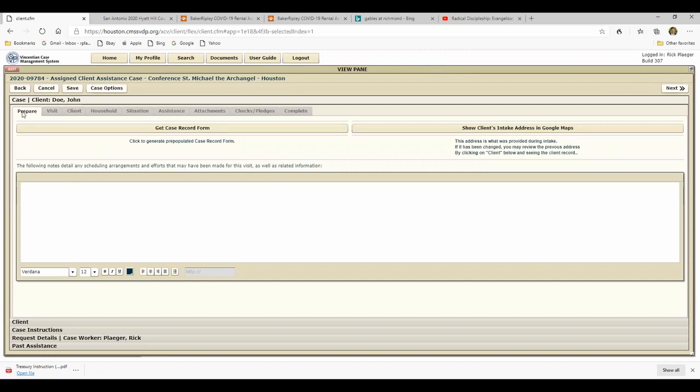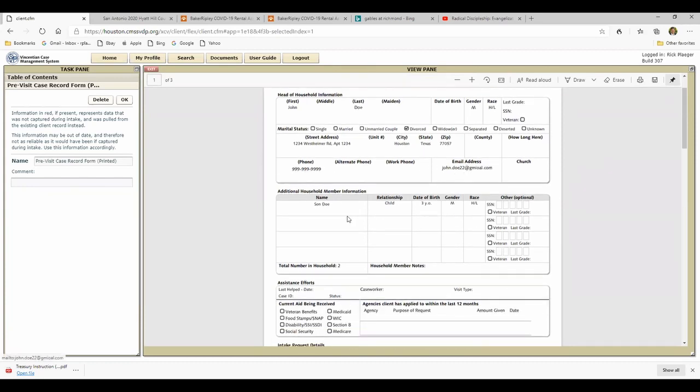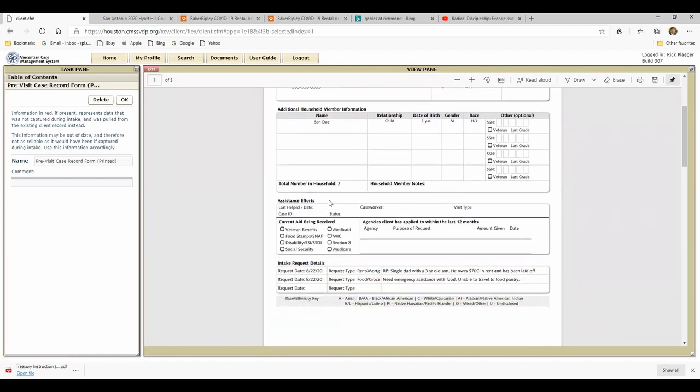And the first tab is prepare. And this was more helpful when we were making in-home home visits, where you could actually get a case record form to bring with you on the home visit that was based on the intake information, that had information about who the friend was, where he lived, his telephone number, email address, who was in his household, any other information that was put in there. The form unfortunately truncates the description of the request, but it gives you some idea, usually in the first few words, what the needs are.